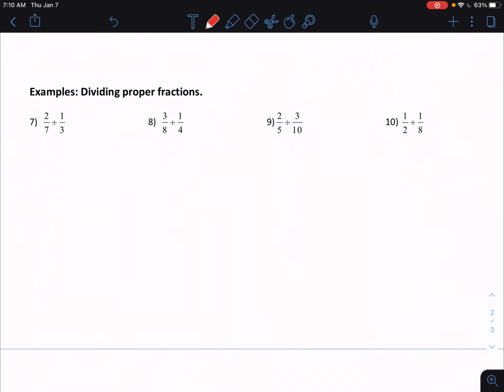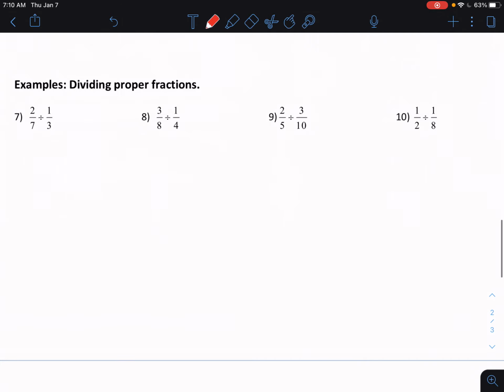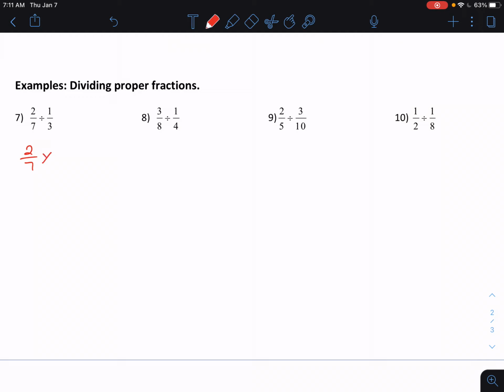Number 7, now we're doing 2 fractions. So I'm going to keep my first fraction, 2 over 7. I'm going to change to multiplication. I'm going to flip my second fraction. In this one, there is nothing that can be simplified, so the top is 2 times 3. The bottom is 7 times 1. So my answer is 6/7.